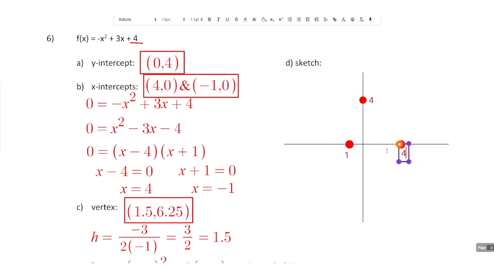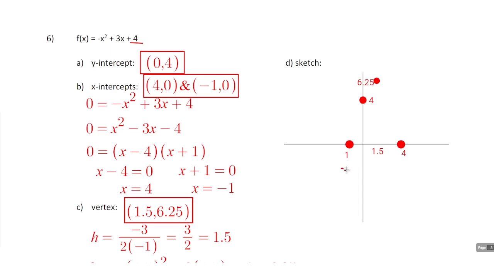So I'm just going to mark that on my number line. 1.5 is going to be right around here, and then 6.25 put right here. So my point is going to be, well, let's move over that 6.25 because I think it's going to pretty much be exactly where that is. 1.5 comma 6.25 is going to be roughly here. All right, we can draw our parabola.